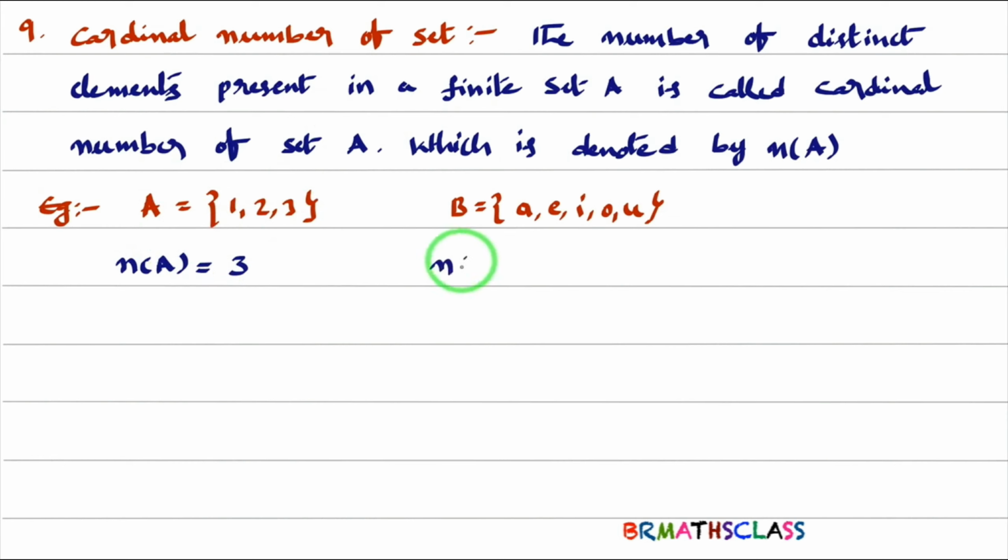What is the cardinal number of set B? How many elements are present in this set B? 1, 2, 3, 4, 5. A total of 5 elements are present. So the cardinal number of set B is 5.